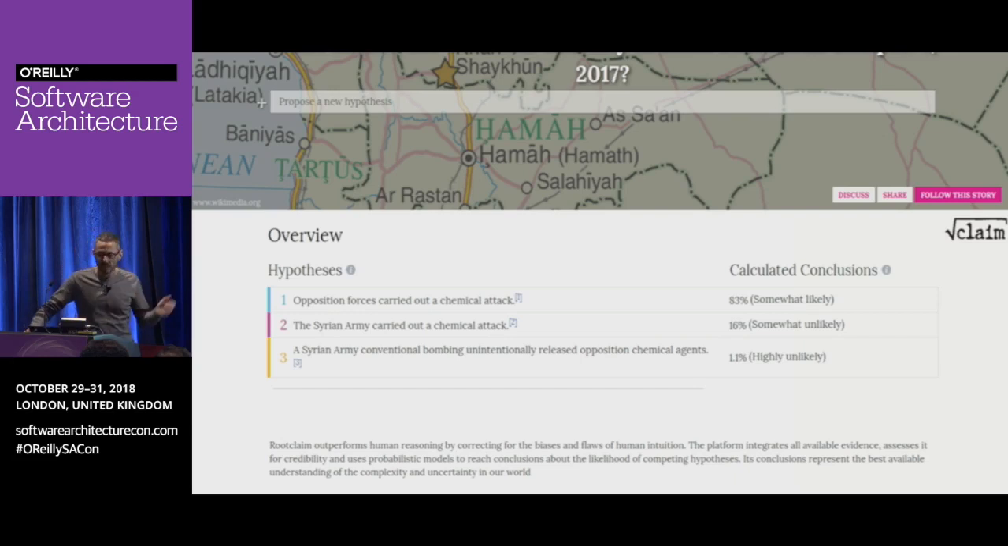Currently it has mostly sample questions like this one: what caused the chemical calamity in Khan Shaykhun? Questions like, did Pakistan know that Osama bin Laden was hiding in Abbottabad? And also, what is the story behind Donald Trump's hair? Which, if you want to know, by the way, 60% it's a flap surgery. That's what they decided. So it's quite a bold and utopian task, right? Creating the ultimate truth machine.